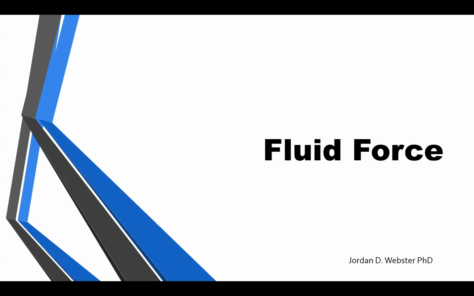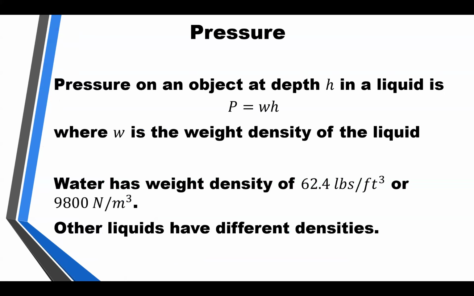In this video, we're going to take a look at fluid force. We start out with the pressure that is applied to an object. So the pressure on an object at depth h in a liquid is equal to W times h, where W is the weight density of the liquid and h is the depth that the object is underneath the liquid. So pressure is simply a weight density times a depth.